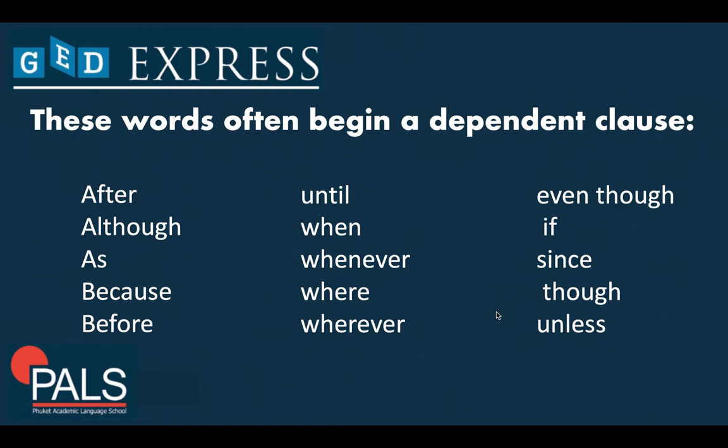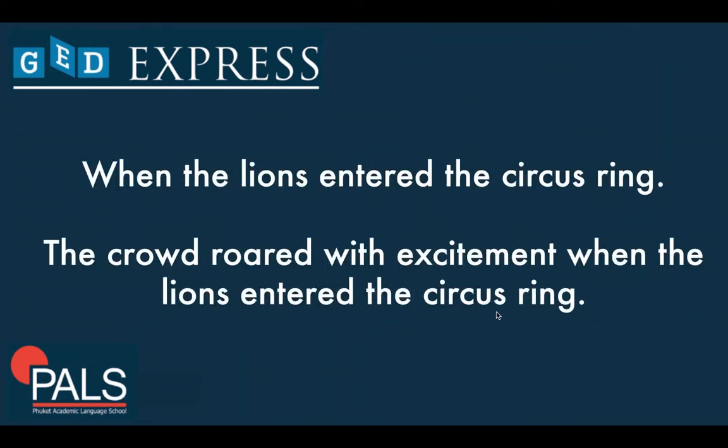Another way is to eliminate the word that makes the clause dependent. So let's go back to that. If we remove the word when, let's take that away. The lions entered the circus ring. That completes it, fixes it 100%, because now it's not dependent on being explained by another clause like this one that we have right here.